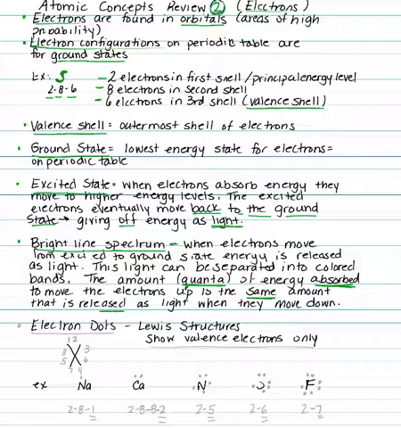So the same amount of energy to move them up to the excited state is given off as light when they move back down to the ground state, and we call that amount of energy a quanta of energy. It comes from the word quantity.